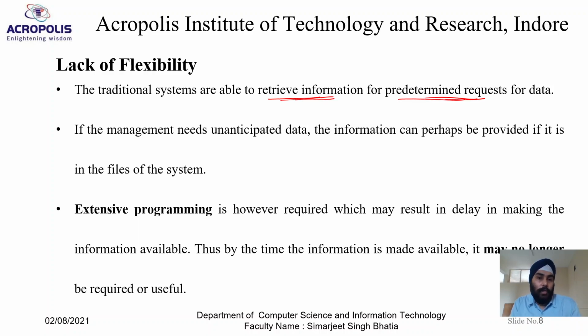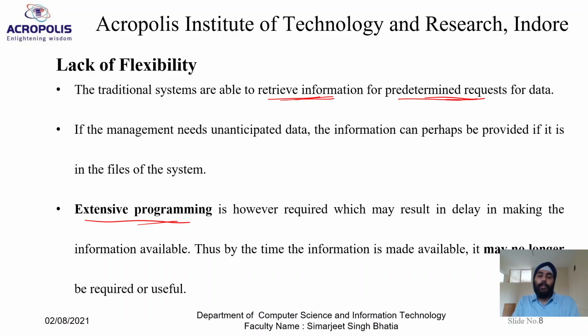Now the problem is that if the manager of that banking system wants to retrieve some new information, then as a programmer you have to perform extensive programming, right? Suppose a bank manager wants to retrieve the details of those customers who are living in a particular locality, and that predetermined request is not written in your application program. So you have to hire a person to perform this extensive programming.